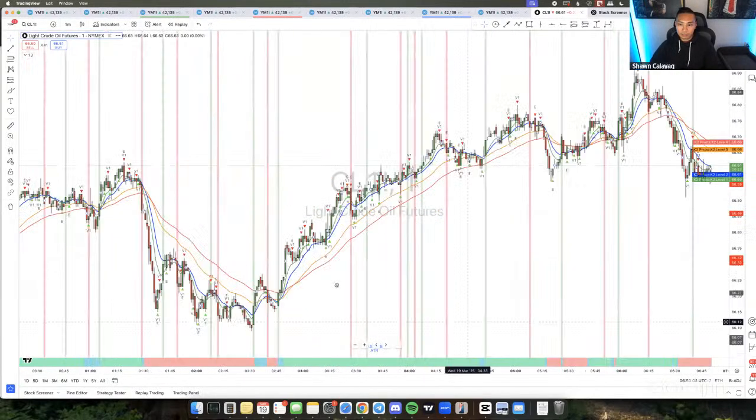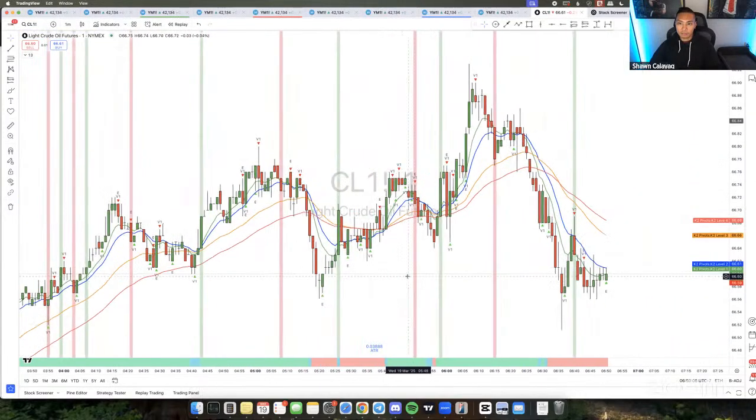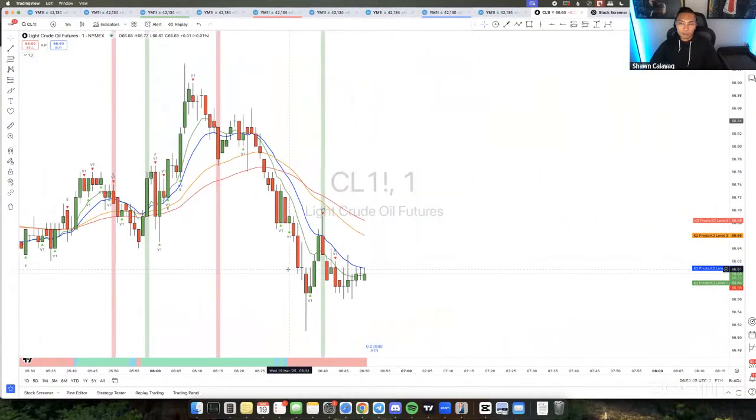So I'll come back and take a look at this later once the market is in full swing. It is open right now, but you can see here that the buy entry hasn't come up yet, so I'll come back and take a look at this a little later.